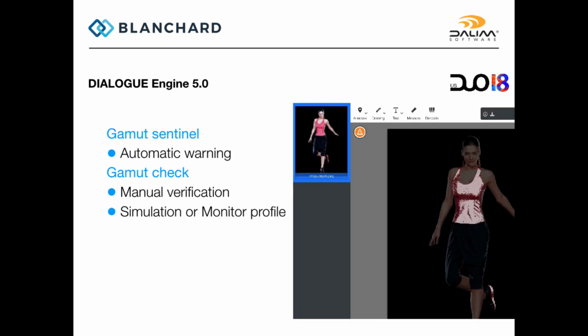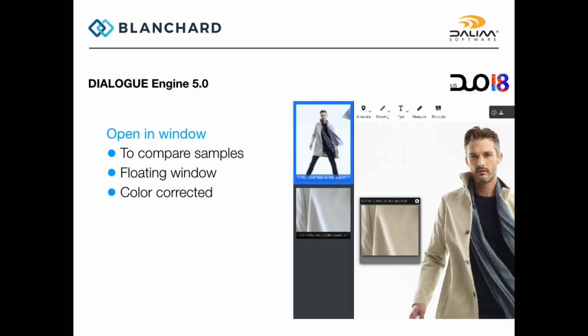So, gamut warning and the Sentinel check are two of the new features inside of ES5. I'm going to go over those. Also, this is a feature that's been in Dialogue for a while, the ability to float a window, but you now can actually compare and also view it color corrected. I think before, in previous versions, it wasn't a color correct view of the file, but you can basically pop it out and view it.